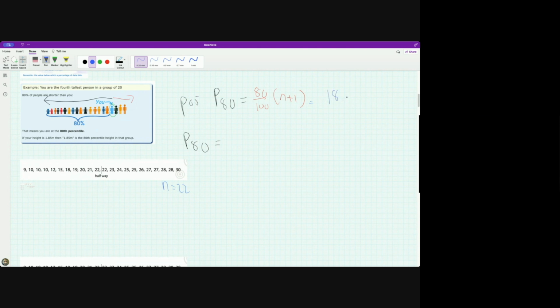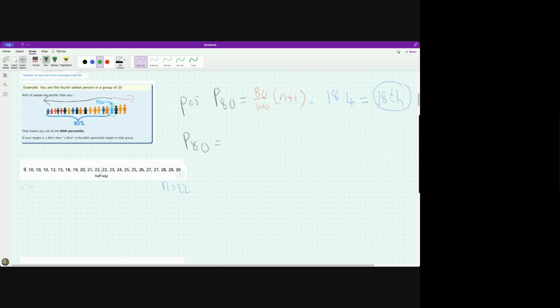Okay, now, here is the thing that's a bit different about percentiles. We don't average out percentiles between the two nearest values. We round it off. So if I round off 18.4 to the nearest whole number, what am I going to get? What is 18.4 rounded off? It's just going to be the 18th position. So if you want to find the 80th percentile, you need to go to the 18th position in this list.